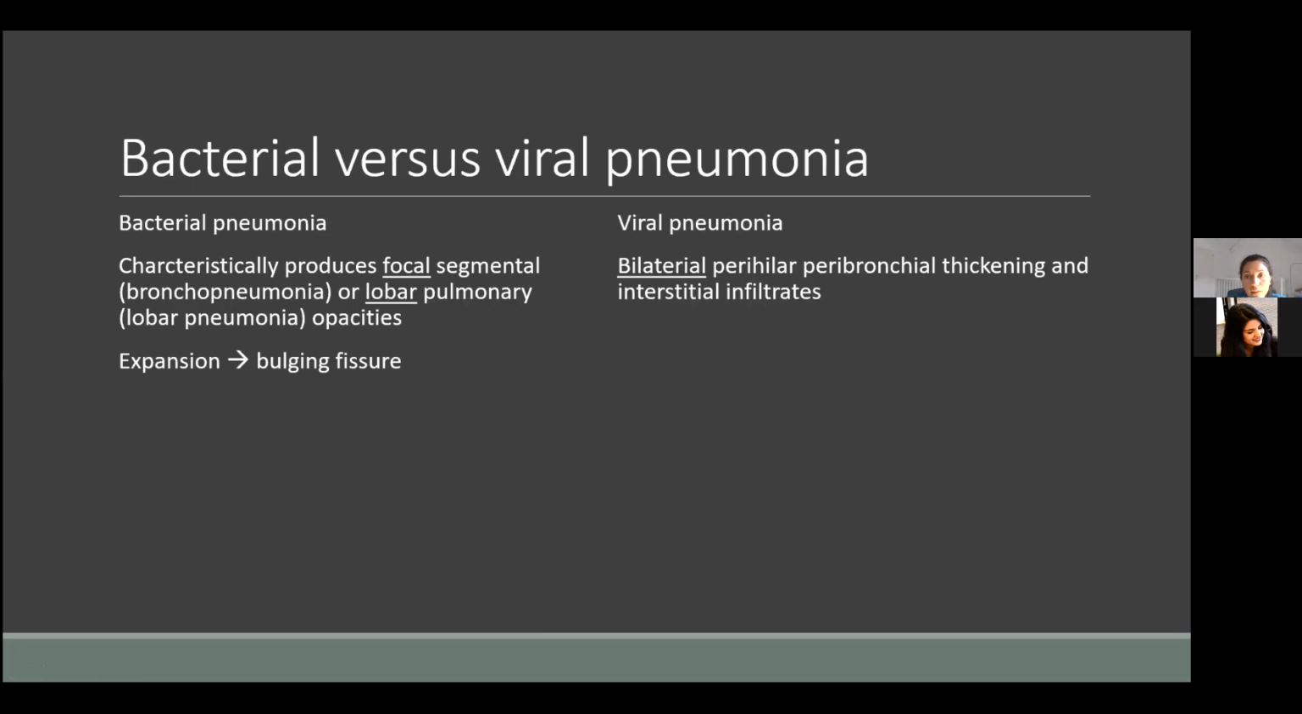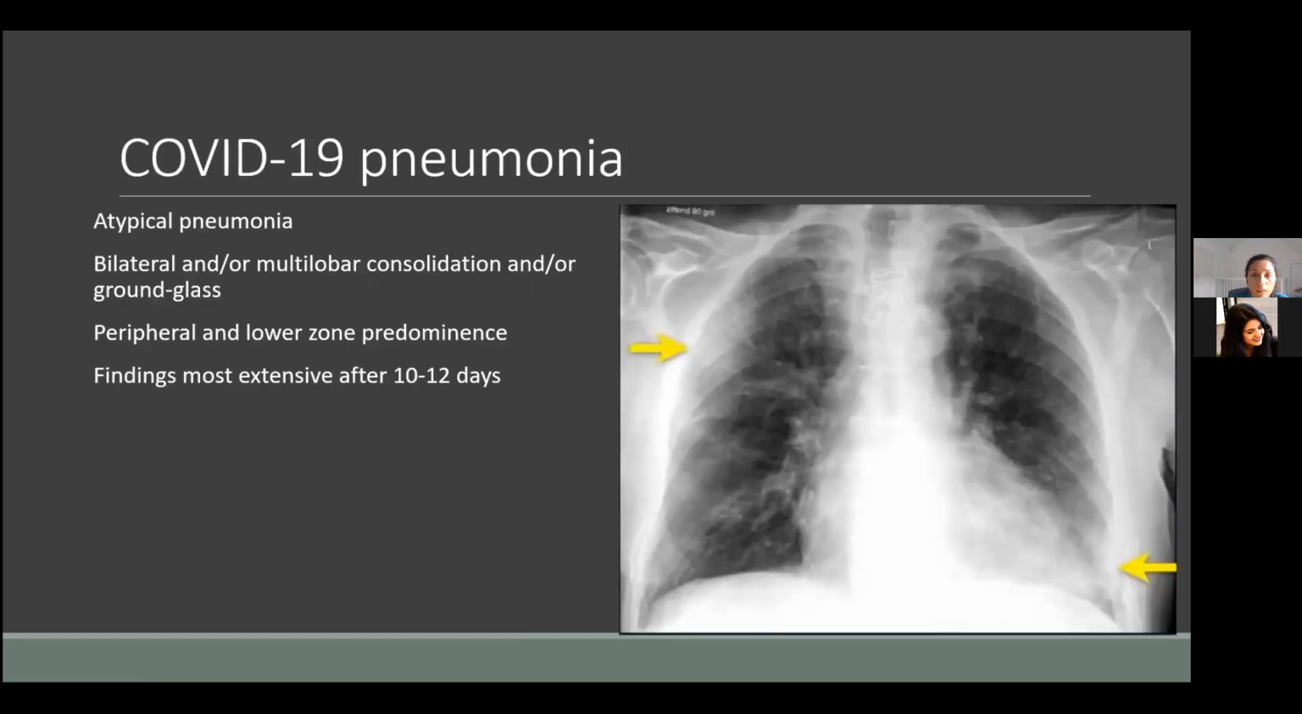Although differentiating between bacterial and viral causes of pneumonia is not always easy, there are some signs to think of. Viral pneumonia is, for example, more often bilateral disease, and bacterial pneumonia is usually focal consolidations, or you can also look for a bulging fissure as a sign of expansile consolidation. COVID-19 pneumonia is a viral pneumonia, as I mentioned, a form of atypical pneumonia.